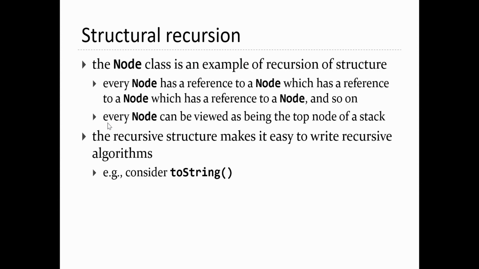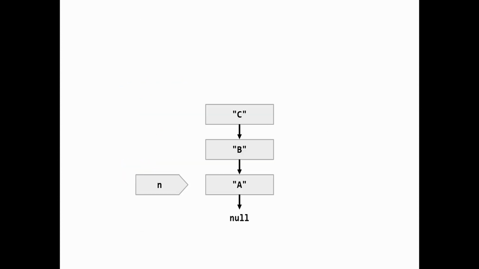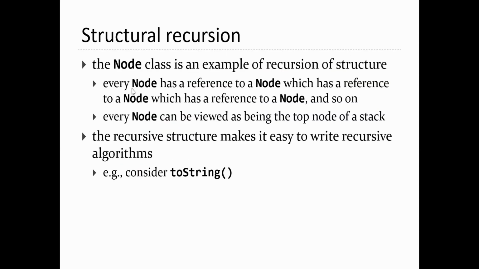If you stop and think about this for a second, you can imagine that any node that's not null is the top node of some stack. What do I mean by that? The top of this stack is the C. But if I have a reference to this node, then that's a stack of size 2 where the top element is the B. If I have a reference to that node, then that's just a stack of size 1, whose top element happens to be the A. So every node you can just imagine as being the top node of some smaller stack as you go down the stack.